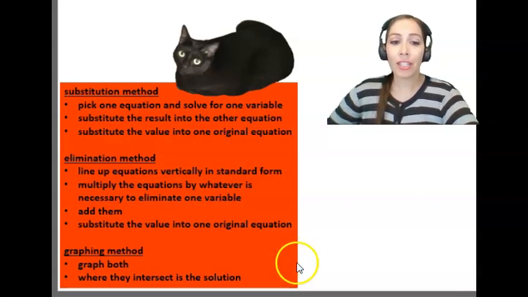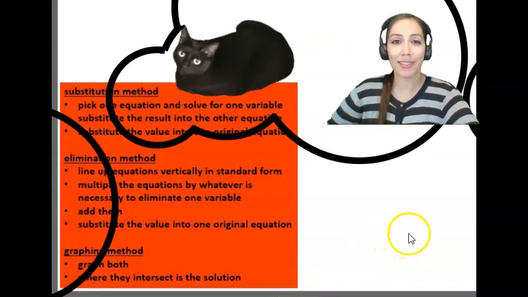The last method down here is the graphing method. To use this method, you graph both of your equations on the same coordinate plane, and then look at where they intersect. Where they intersect is the solution.